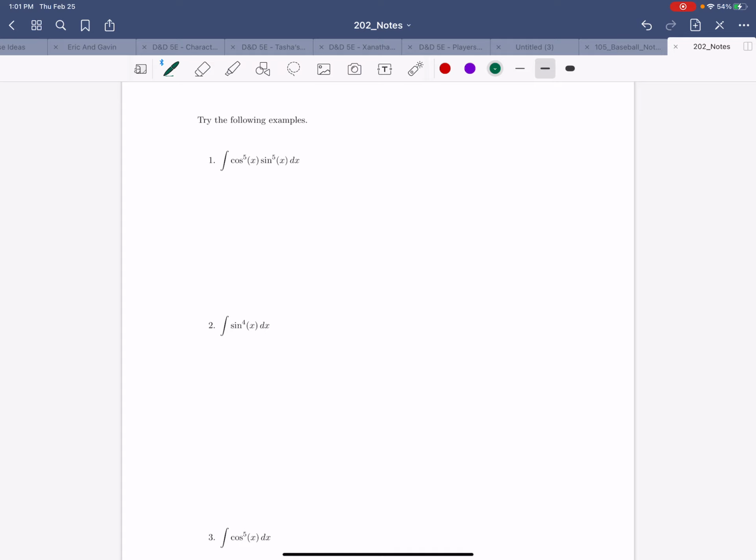Now here, we're going to be using u-sub. Remember that we get to save a copy of the odd-powered function. Since they're both odd-powered, we get to make a choice. And since the copy that we save is going to be a du, and I prefer not to use negative signs, let's save a copy of cosine.